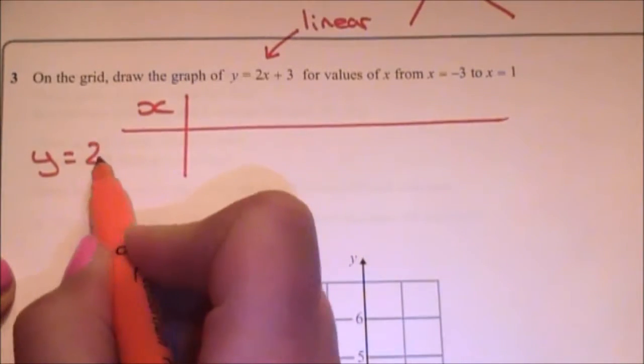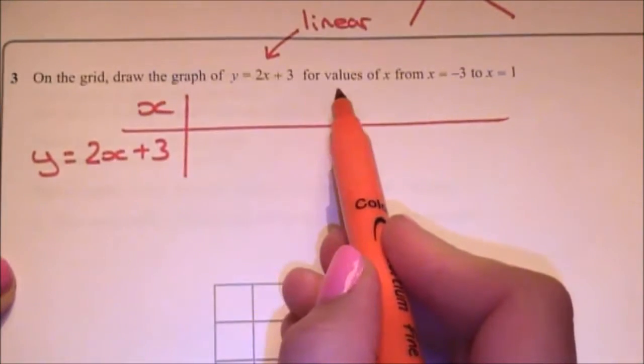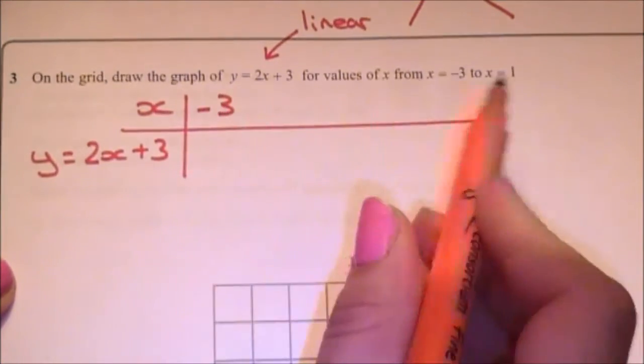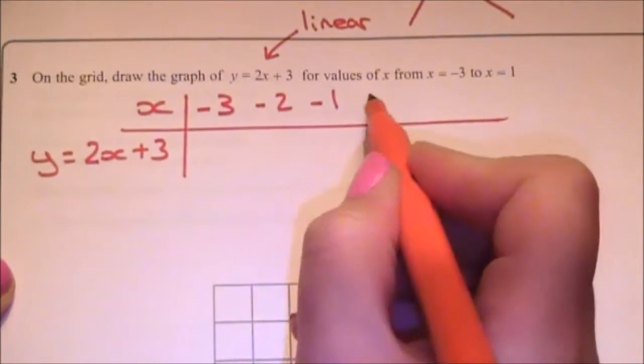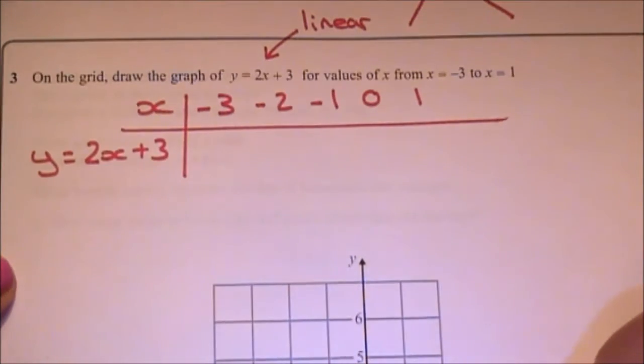And y, remember, is 2 lots of x, add 3. Now they're telling you they want the values of x from -3 to +1. So they want -3, -2, -1, 0, and 1.